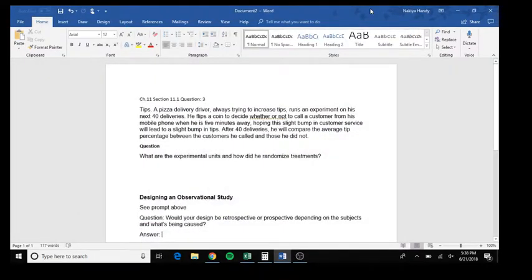All right, so I am doing chapter 11, question number 3. And for my prompt, it's going to be on tips. So the prompt says, a pizza delivery driver always trying to increase tips runs an experiment on his next 40 deliveries. He flips a coin to decide whether or not to call a customer from his mobile phone when he is 5 minutes away, hoping the slight bump in customer service will lead to a slight bump in tips.